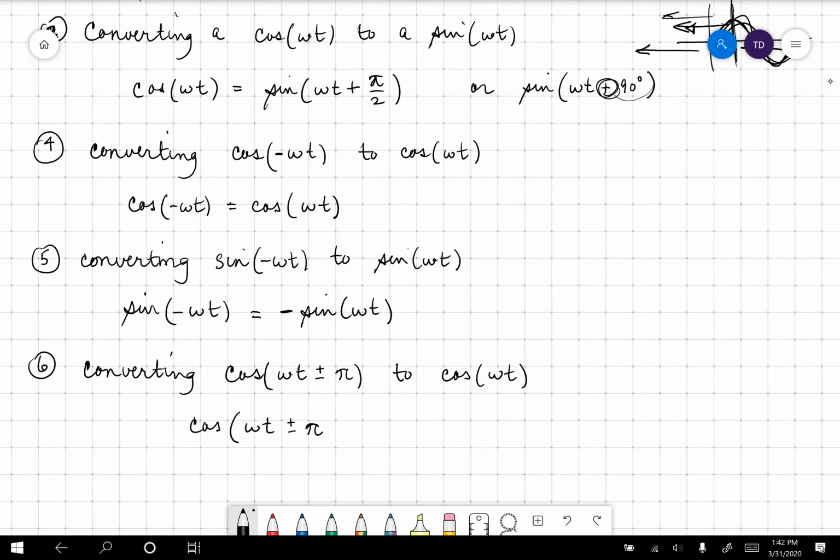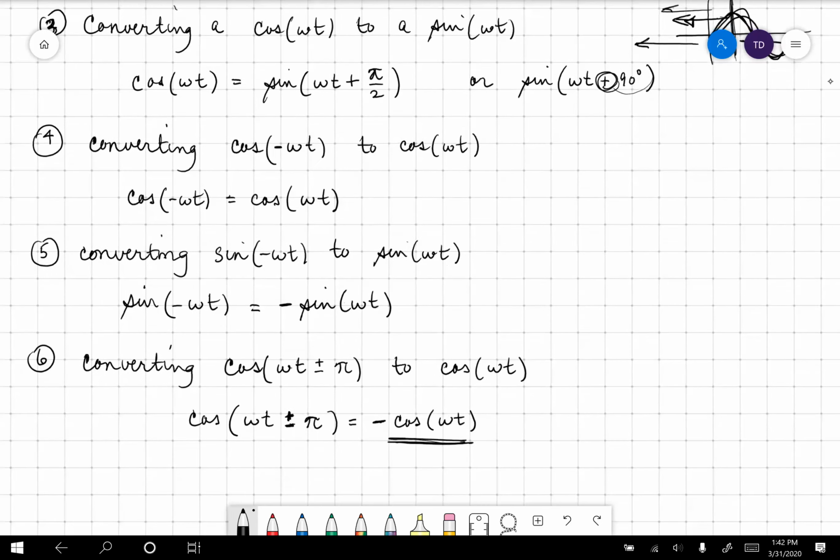If I shift by 180 degrees, I end up with negative the cosine of omega t. So oftentimes the number out front is a magnitude, and we want that magnitude to be a positive number. When we have a negative, we don't like it there. So what we do is we bury that negative into a phase shift, and I can shift it either positive 180 degrees or minus 180 degrees.